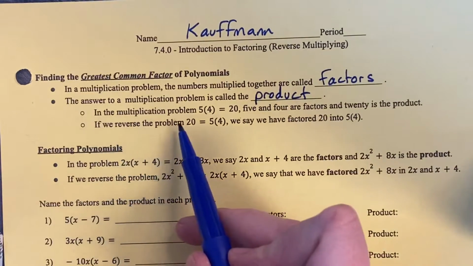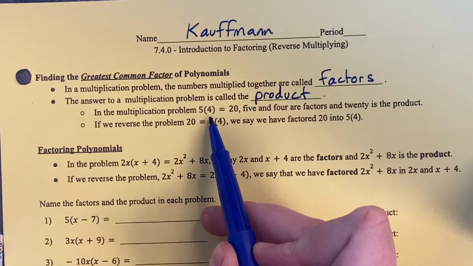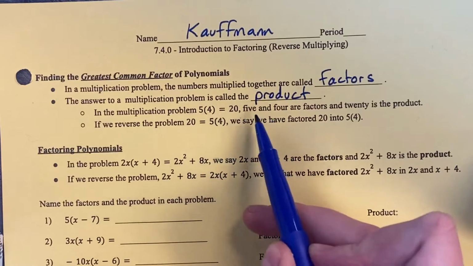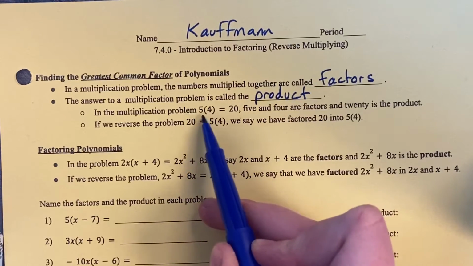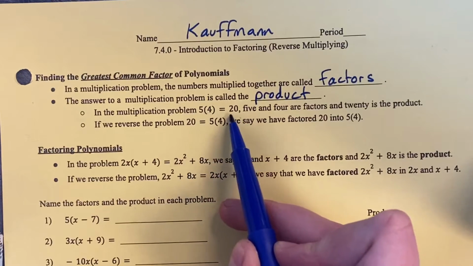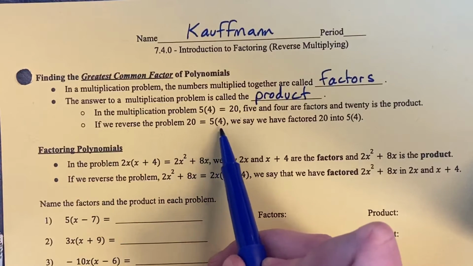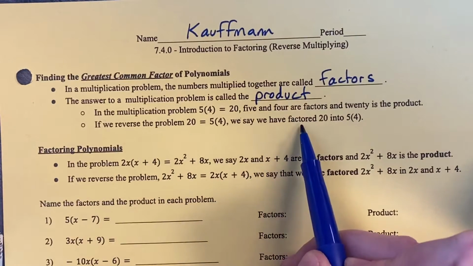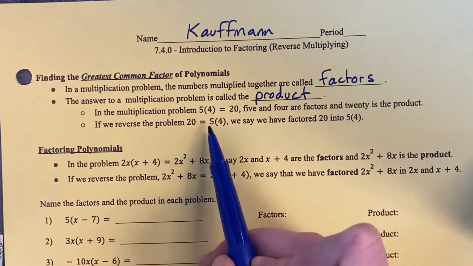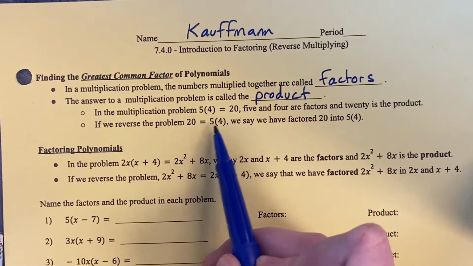In the multiplication problem 5 times 4 equals 20, 5 and 4 are the factors, and 20 is the product. If we reverse the problem, 20 equals 5 times 4, we say that we have factored 20 into 5 and 4, each a factor.